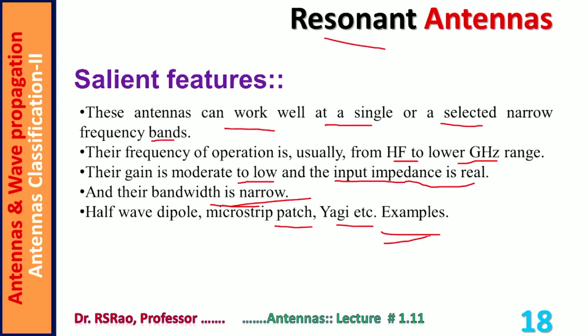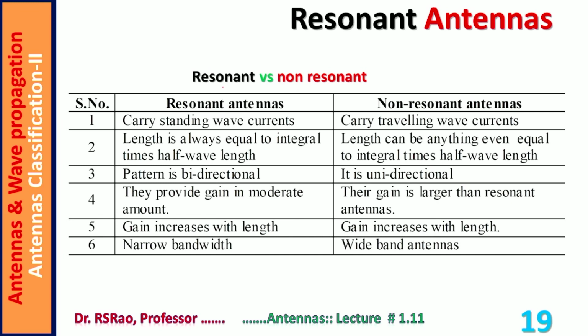These resonant antennas exhibit certain properties. Important properties are mentioned here as an introduction. Here some information is given discriminating resonant and non-resonant antennas. Resonant antennas carry standing wave currents. Length is always equal to integral times half wavelength. Pattern is bidirectional. Gain is moderate. Gain increases with length. Bandwidth is narrow.